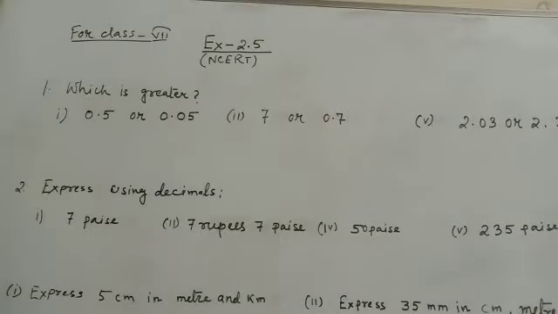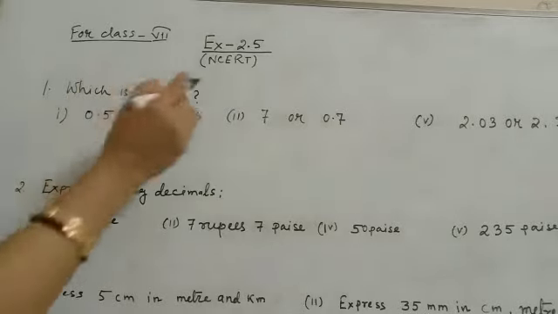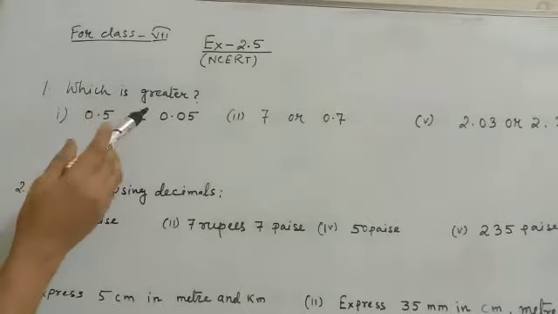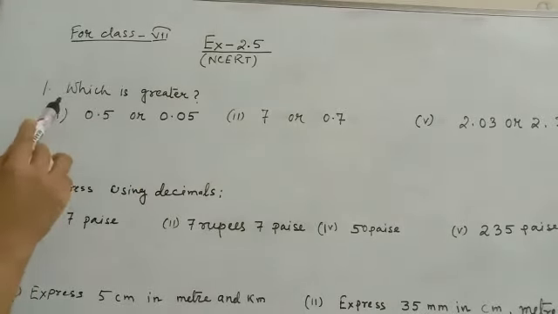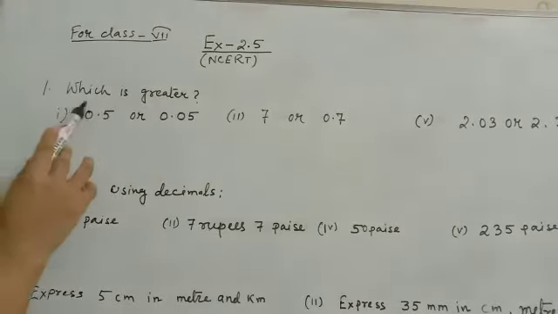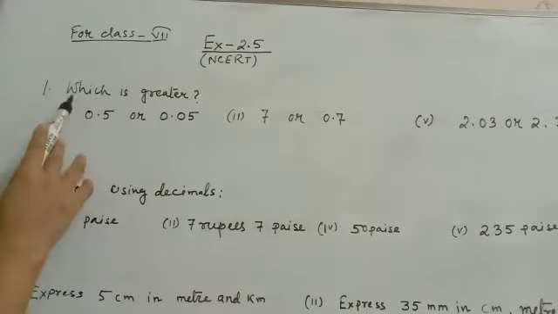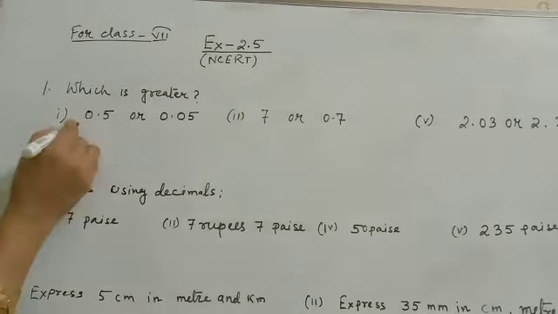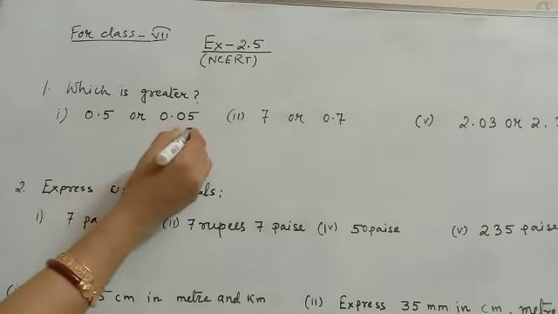Today we will start a new exercise, which is 2.5 from your NCERT book. Here we are starting decimals. So before starting decimals, what we will have to check here is which one is greater. Which one is greater, 0.5 or 0.05?